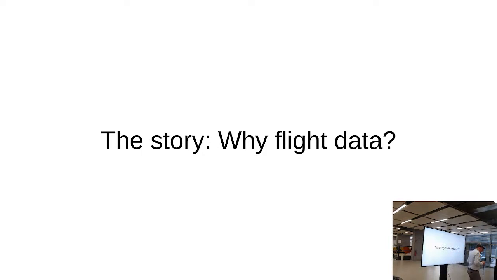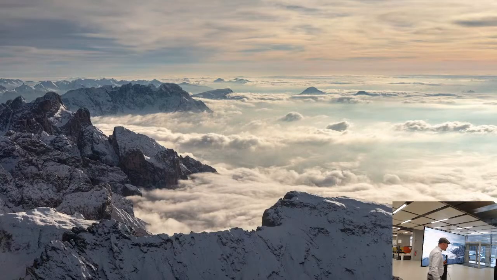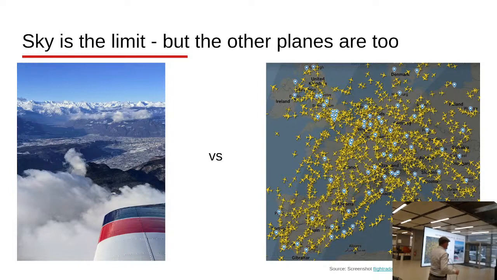So again, the story: why flight data? Why do we scan something like flight data? You see the planes above in the sky. When you are up in the air, there's a lot of space. It might seem it's all empty, so you can do whatever you want, but it's not true. You really have to be careful of the other planes and other traffic. So the reality up in the sky looks like this. It seems to be very free there, but actually it's very crowded. So you really want to know what's going on.